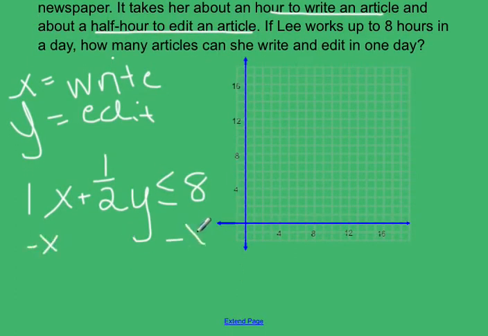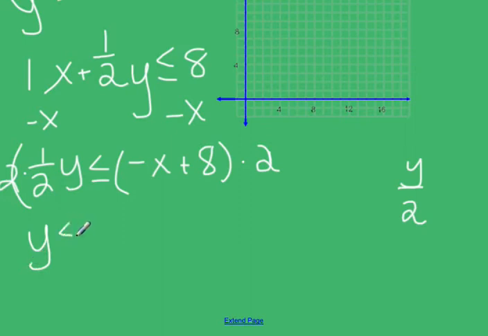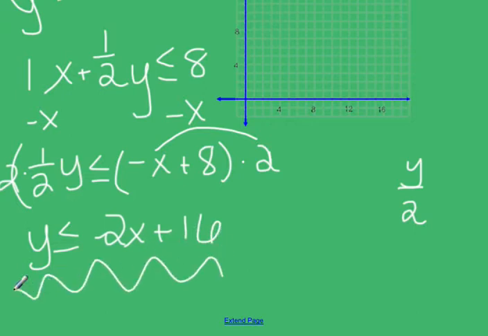So I'm going to go ahead and subtract X from both sides. So I get that 1/2 Y is less than or equal to -X plus 8. So now this 1/2 is really the same as Y divided by 2. So the opposite of that is going to be multiplying. So we're going to go ahead and multiply both sides by 2. So then I have just Y left over here, and I'm going to distribute in that 2. -X times 2 is -2X, and 8 times 2 is 16. So this right here is the equation I'm going to graph.